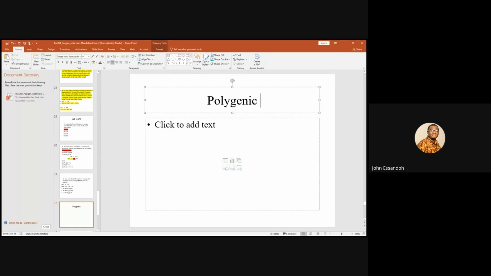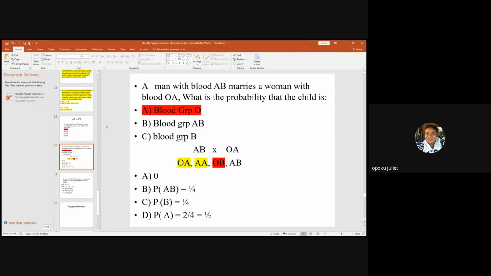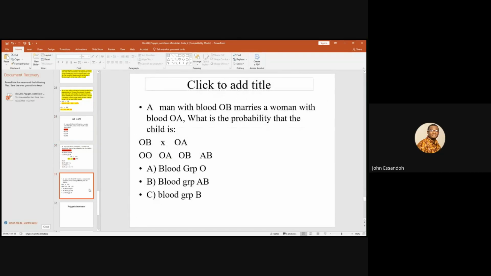Now, when you come to polygenic inheritance, as the name implies, okay. Hello, Doc, please go ahead. The last question we solved before my sister came in. This one, let's see this one. Yes, please, the first question. My network was worrying me.